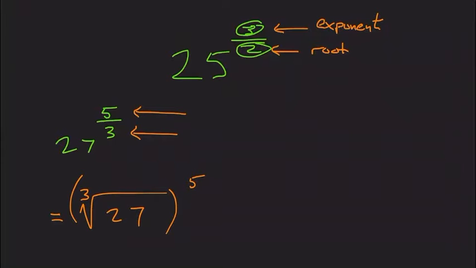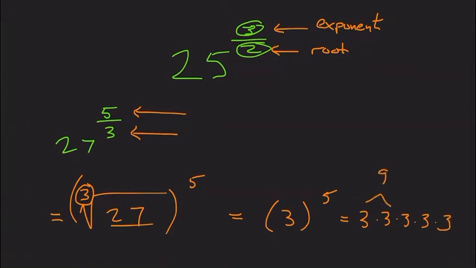So cube root of 27, what number multiplied 3 times gives you 27? That'd be 3. 3 times 3 is 9, times another 3 is 27. So this is 3 raised to the 5th power, which means multiply 3 5 times. Now let's see what we get. 3 times 3 is 9, times another 3 would be 27, times another 3. Let's see, 3 times 20 is 60, 3 times 7 is 21. 60 and 21 gives us 81. And then 81 times 3 is going to be 243.